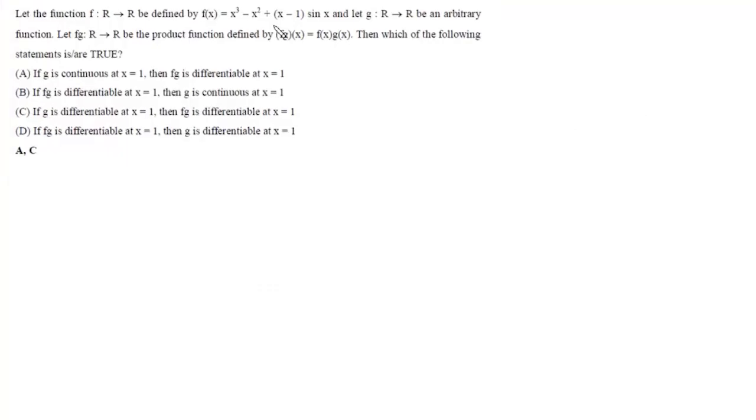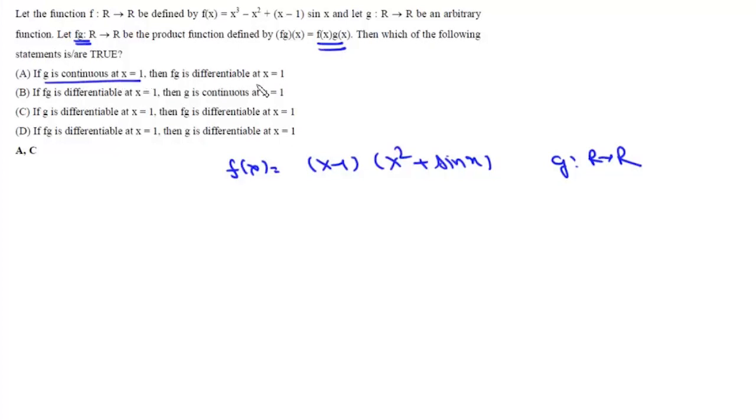And in this question, we are given this function f(x), and what we'll do is we'll take x minus 1 common. So we can write this as (x minus 1) into (x square plus sin x), and then we have this arbitrary function g which is defined from R to R, and it is defined f into g as this product f(x) into g(x). Now this first option is, if g(x) is continuous at x equal to 1, then f into g is differentiable at x equal to 1. Now if g is continuous at 1, then g(1 minus h) is equal to g(1 plus h), and it is equal to g(1).